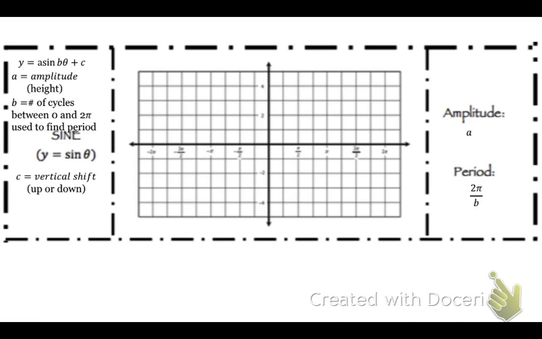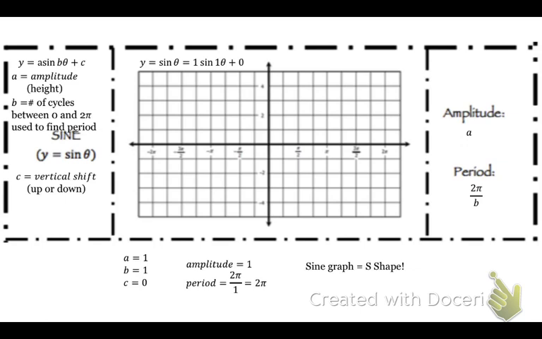2 pi over B. Okay, and let's just graph our parent function here. Y equals sine of theta. Now, if I put A, B, and C values into that, that's the same as 1 sine of 1 theta plus 0, right? Because if you multiply by 1, it doesn't change anything. Add 0 doesn't change anything. So my A is 1, my B is 1, and my C is 0. Now, that means my amplitude is 1. And my period is 2 pi over b, which is 2 pi over 1, which is just 2 pi. C is 0, which means we just don't move up or down at all.